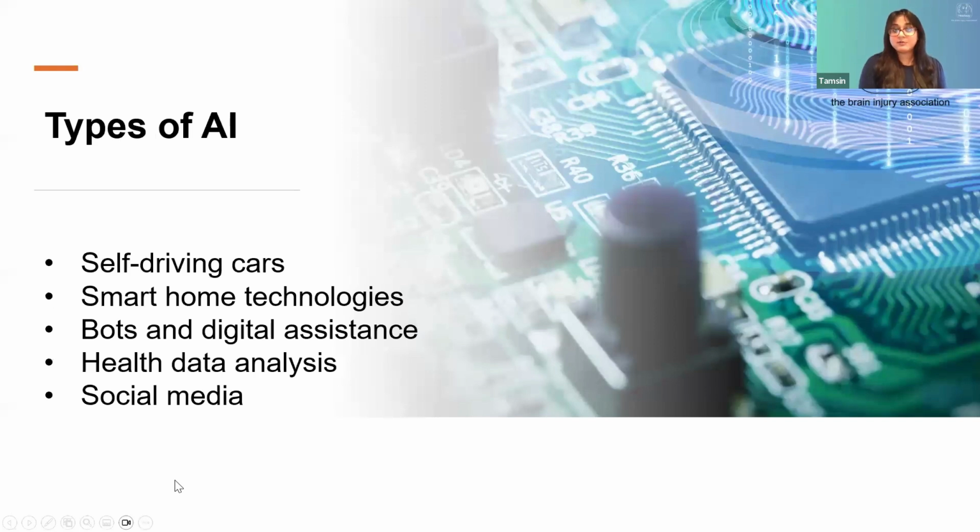So I'd like to use some examples of AI technology and how they are already being used or could be used by people affected by brain injury. The first of these is self-driving cars. Now, driving is a very complicated skill. It doesn't just include the manual handling of the car, but there's a whole range of cognitive processes that go behind driving as a skill.